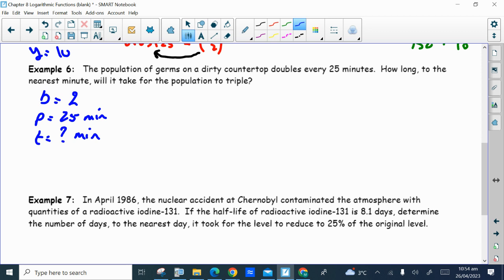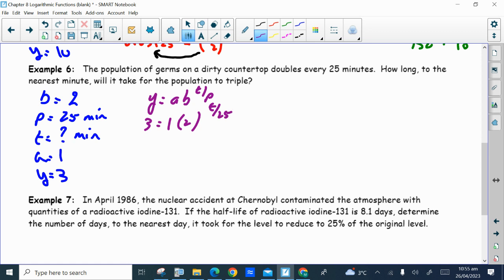So in this case here, we don't know what our initial number is, but we can just make up a number. Let's say that if A, our initial amount, was 1, then Y, the amount at the end, would be 3. If we use the formula, the amount at the end is 3, the amount at the beginning is 1. It's doubling, so our growth factor is 2 to the power T, which is what we're trying to find, over P, which is every 25 minutes. If you divide both sides by 1, you're going to get 3 on the left.